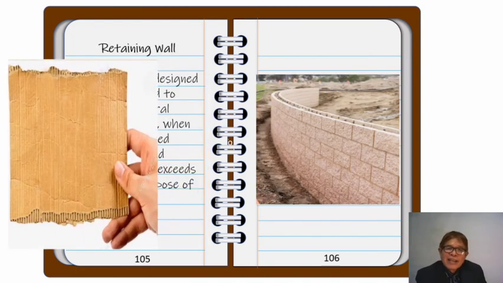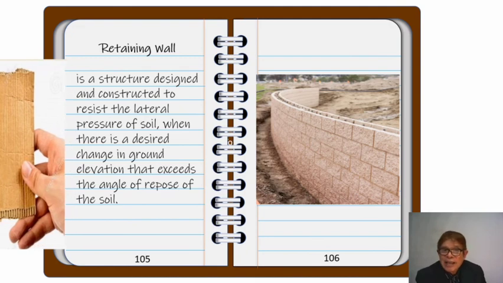Retaining wall. Retaining wall is a structure designed and constructed to resist the lateral pressure of soil when there is a desired change in ground elevation that exceeds the angle of repose of the soil. Many buyers avoid lots that are adjacent to the river because they will be forced to build a retaining wall to prevent soil erosion, and this is quite expensive. So this is an example of a retaining wall.